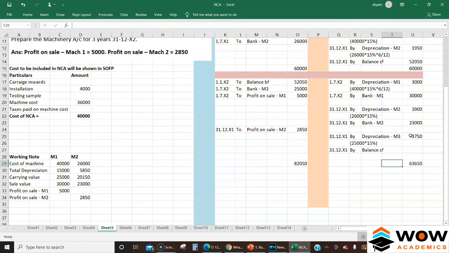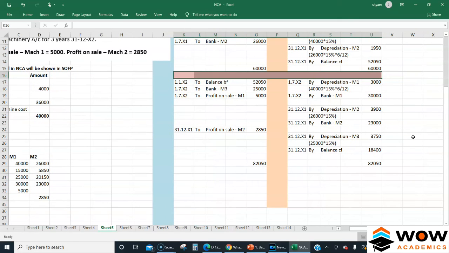So the difference between these numbers, 82,050 and the total of this side, 63,650, is the answer. So 18,400 is the answer. So that is the balancing value of the machine, or the balance machine worth. So with this, the sum is over.